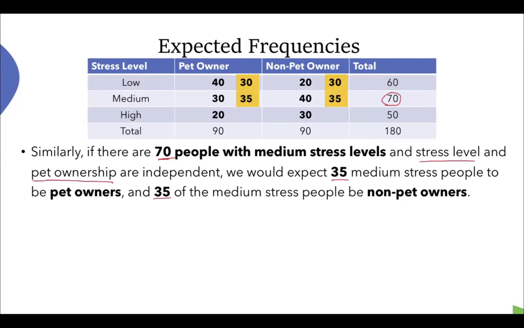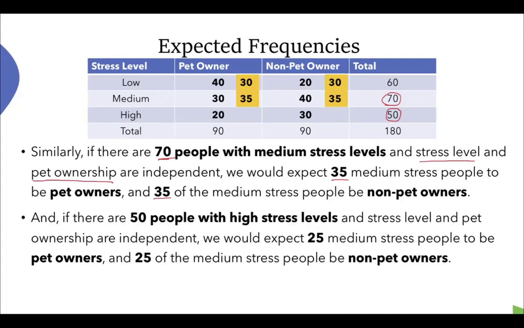And let's do the last one. With 50 people, high stress, how many would we expect to be pet owners and non-pet owners, assuming independence? We would expect 25 to be pet owners and 25 of those people to not be pet owners. I'm going to put that here and here.